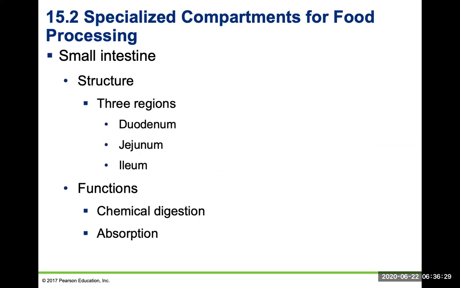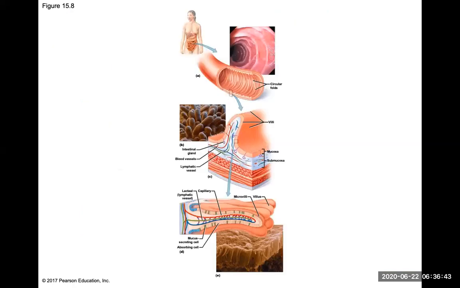Then we get to the small intestine. There are 3 regions of the small intestine, and the main functions of the small intestine are to, again, chemically digest, but also begin to absorb these smaller molecules that have been broken down from food.